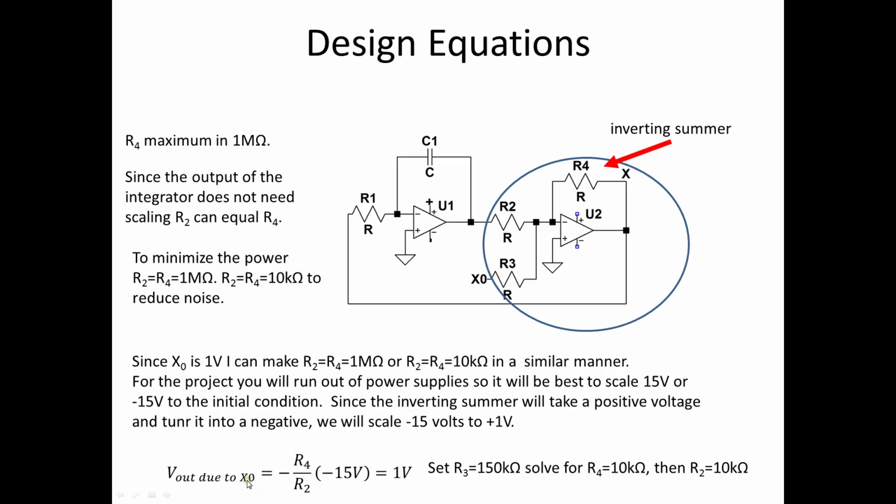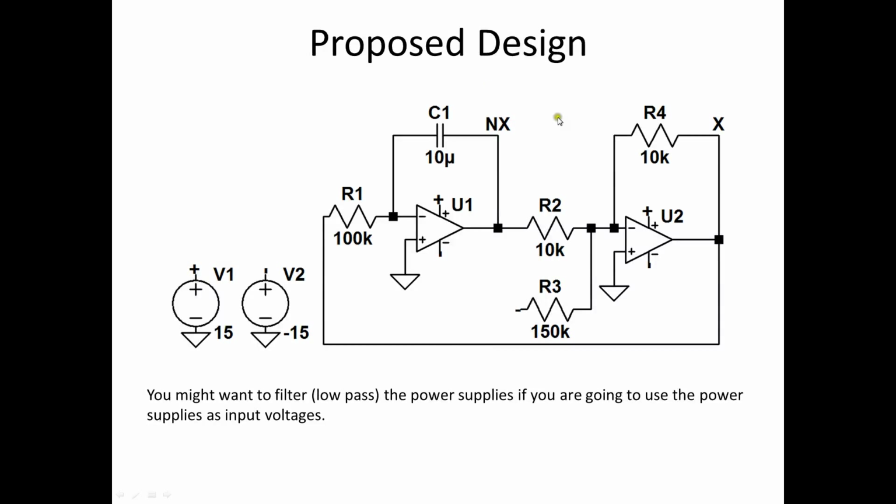So V out due to X naught would be minus R4 divided by, actually that should say R3. I'm not going to stop the video for that, but I'll fix it in the notes. So R3 should be, I'm going to just set as 150 kilo ohms, solve for R4 10 kilo ohms, and then that makes R2 10 kilo ohms. So then here's our design, 10, 10, because NX doesn't need any scaling, minus 15 times 10 divided by 15 will give me 1 volt.